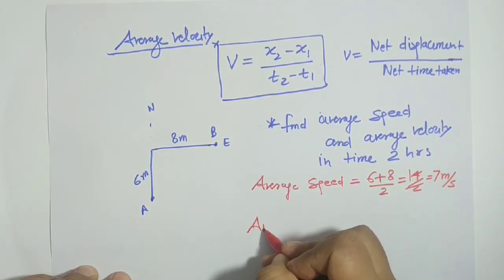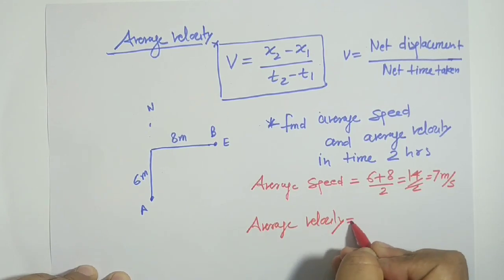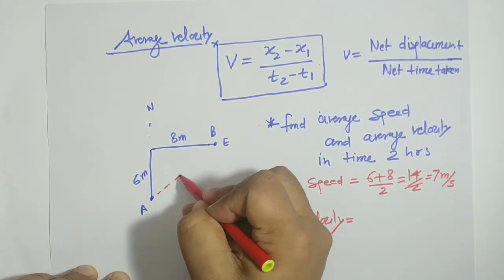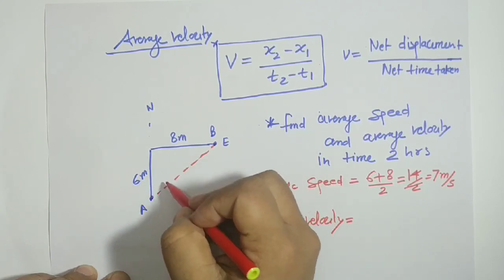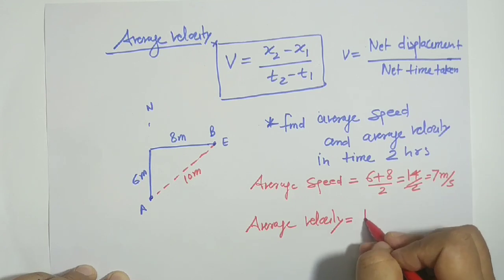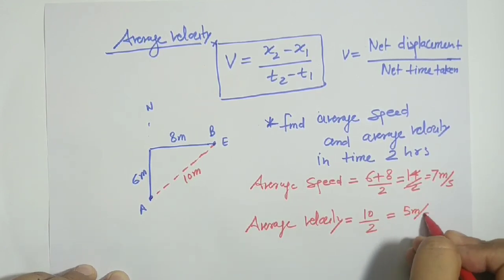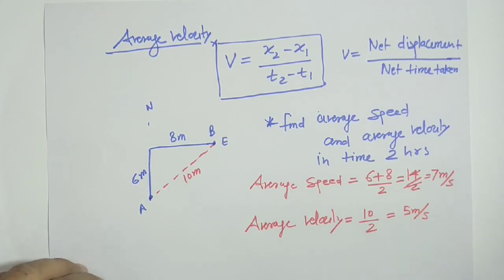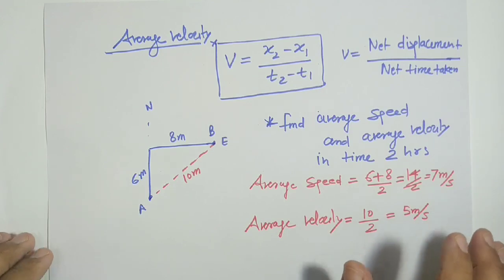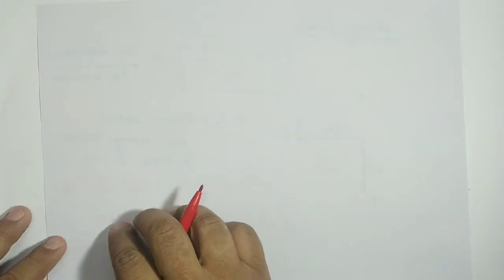But if I ask you average velocity, I think you will come to know what is the displacement. This is the displacement and this is what? If you do it, it will come 10 meter. If I ask you what is the average, it is 10 by 2. So it is 5 meter per second. Are you getting it? So in this way you can find out the average speed and average velocity. Okay. Now we'll talk about average.